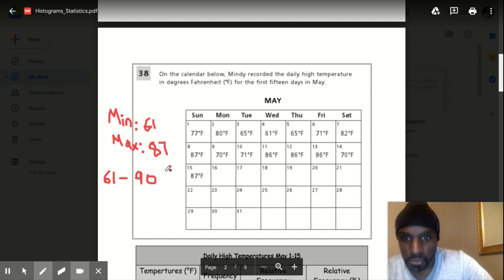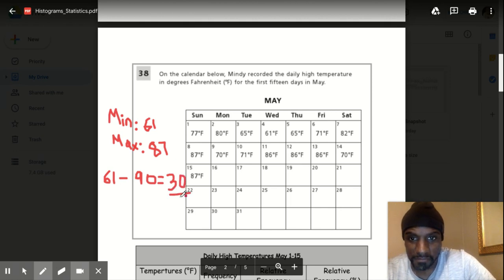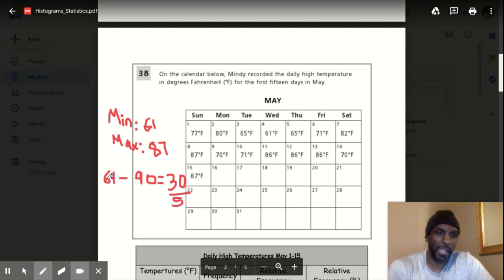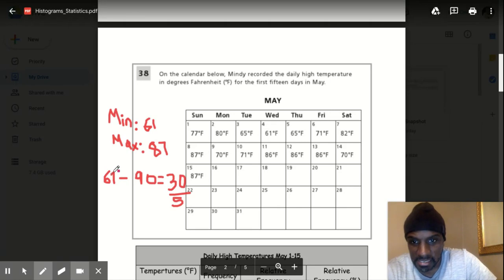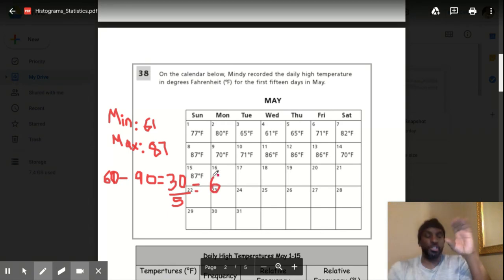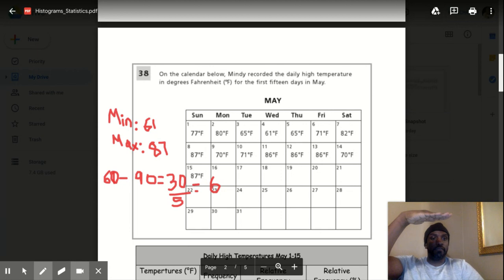I showed you how to do this yesterday. The range is 30. I know 90 minus 61 is not exactly 30, but if you made this 60, then 90 minus 60 would be 30. 30 divided by 5 is 6. That means you're going to have 6 intervals here, so we should see 6 intervals on the table.